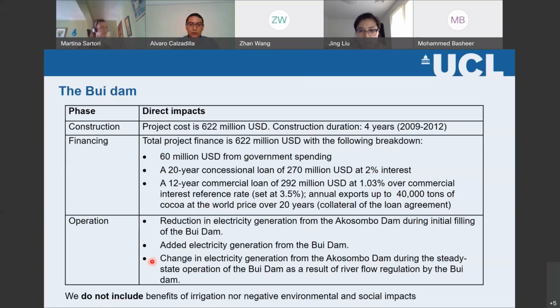And here I would like to stress that we do not include any benefits of irrigation, and also we don't include any negative environmental impact, for example, losses of ecosystems and so on. And also we don't include social impacts, for example, displacement that may occur. And of course, these impacts on irrigation and environmental and social impacts are huge and are very important in order to realize and approve one of these projects. But in this study, we don't consider them.